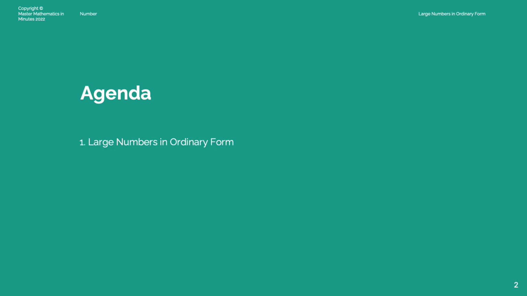Today's topic is about large numbers in ordinary form. We'll cover a couple examples on how to write large numbers in ordinary form, and we will conclude the topic with a summary.